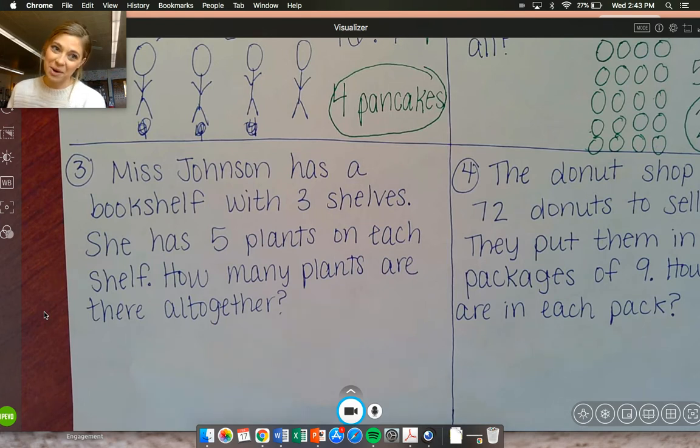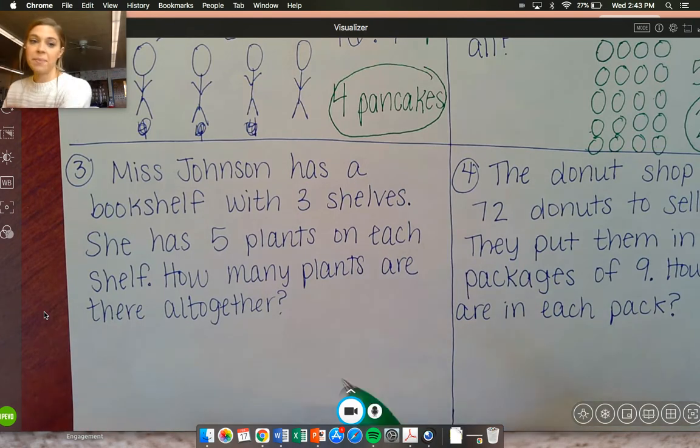And if you don't know this about me, you probably wouldn't know this about me if you're not in my class, but I am a crazy plant lady. I love plants. I actually have a plant right here that one of my lovely students, Cameron, gave me for Valentine's Day. So thank you, Cameron. But I love plants, and I have a lot of them at my house too. So I actually do have a bookshelf that has 3 shelves on it, and I have 5 plants on each shelf. That's a lot of plants. So we have to find out how many plants that is altogether. And no, I'm not lying about this. I love plants.